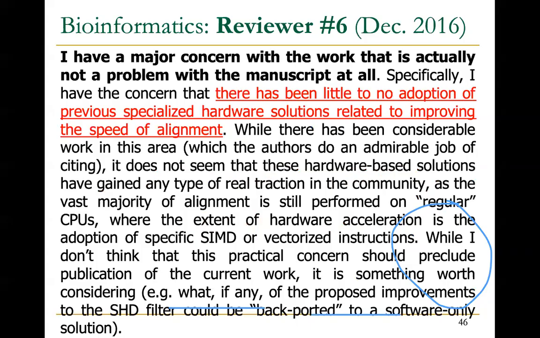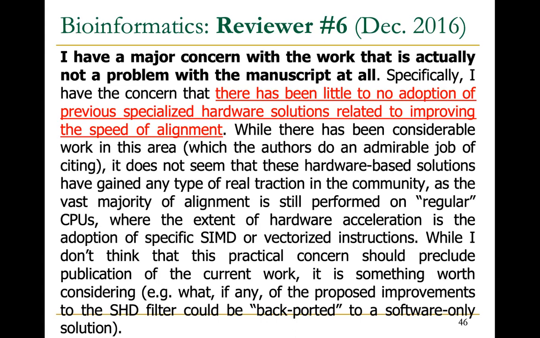Now, how about using this in real life? Where should people use GateKeeper in real life? When we submitted the paper to the journal Bioinformatics, we got this review. They said, this is not a problem with the manuscript at all, but this is a major concern from the perspective of the reviewer. He said there are other works that try to accelerate using FPGAs, but not pre-alignment filtering.